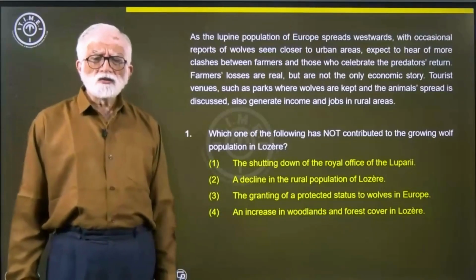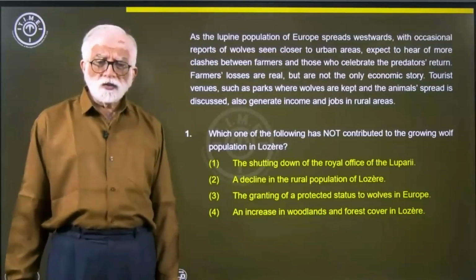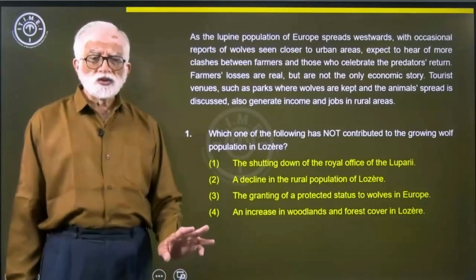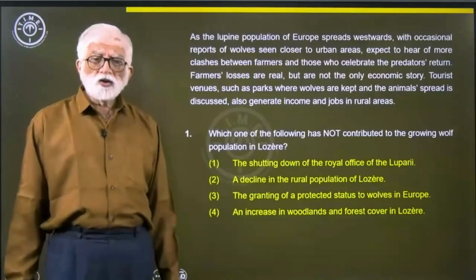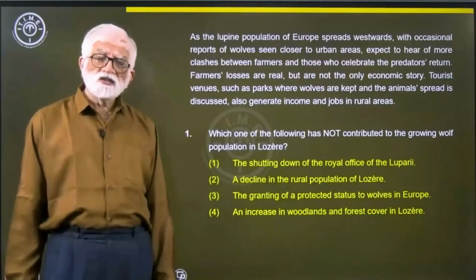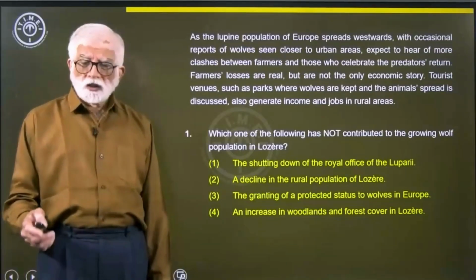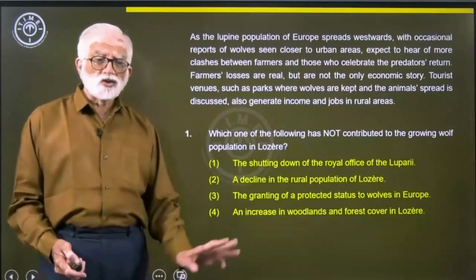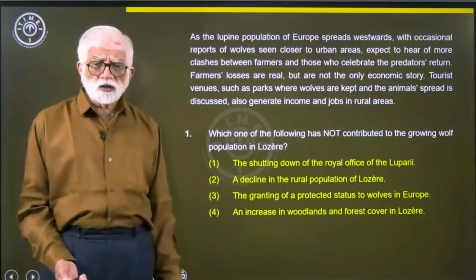1 is the shutting down of the Royal Office of the Lupari. Now, the shutting down of the Royal Office of the Lupari only means that the people who were supposed to, in some sense, eliminate wolves were not able to do their job. No, the fact is the shutdown happened after the wolves were eliminated. Let's remember that it says by 1930 the job was done. And if by 1930 the job was done, then the office would have shut down.